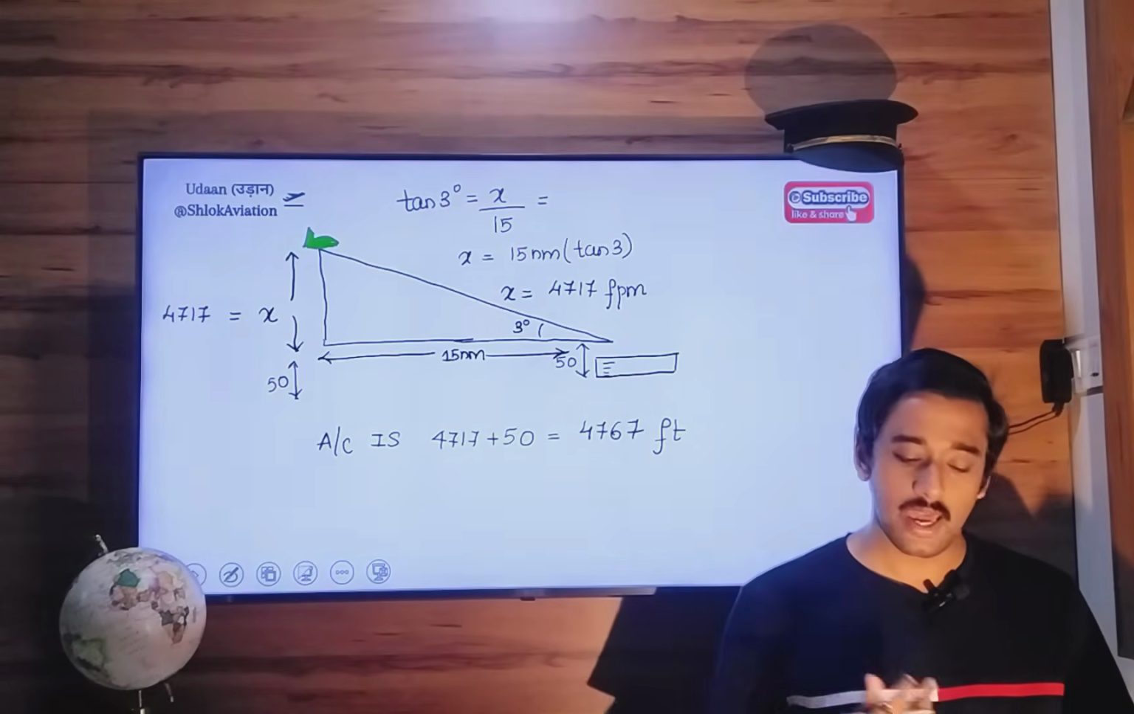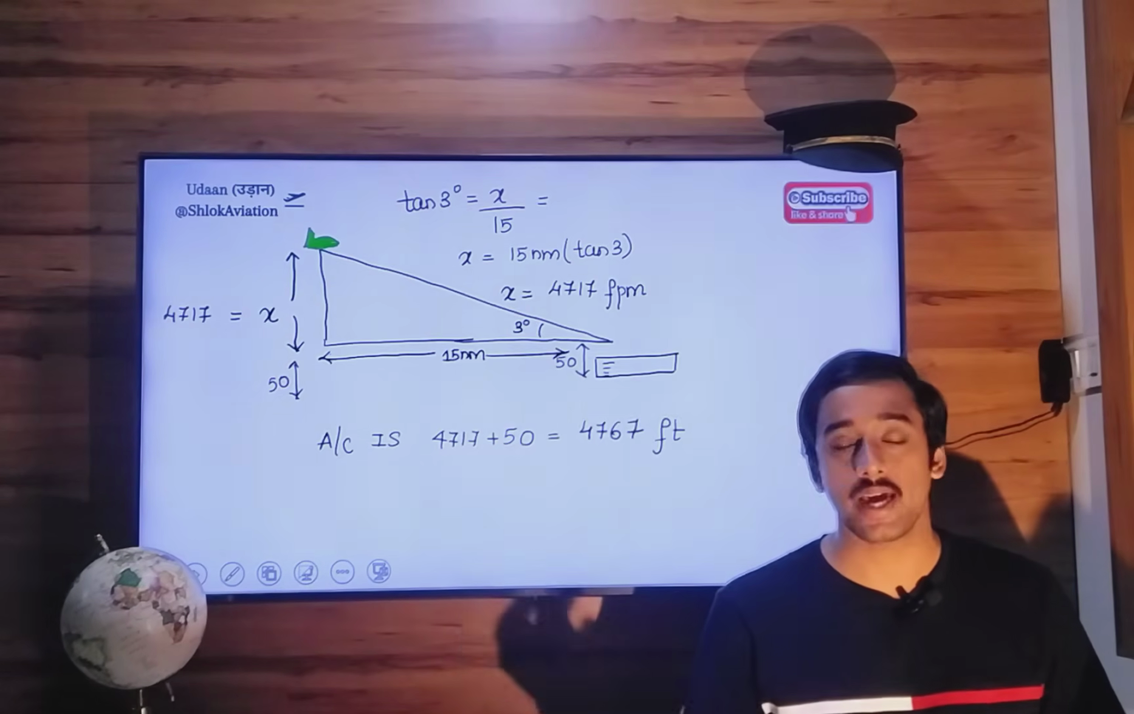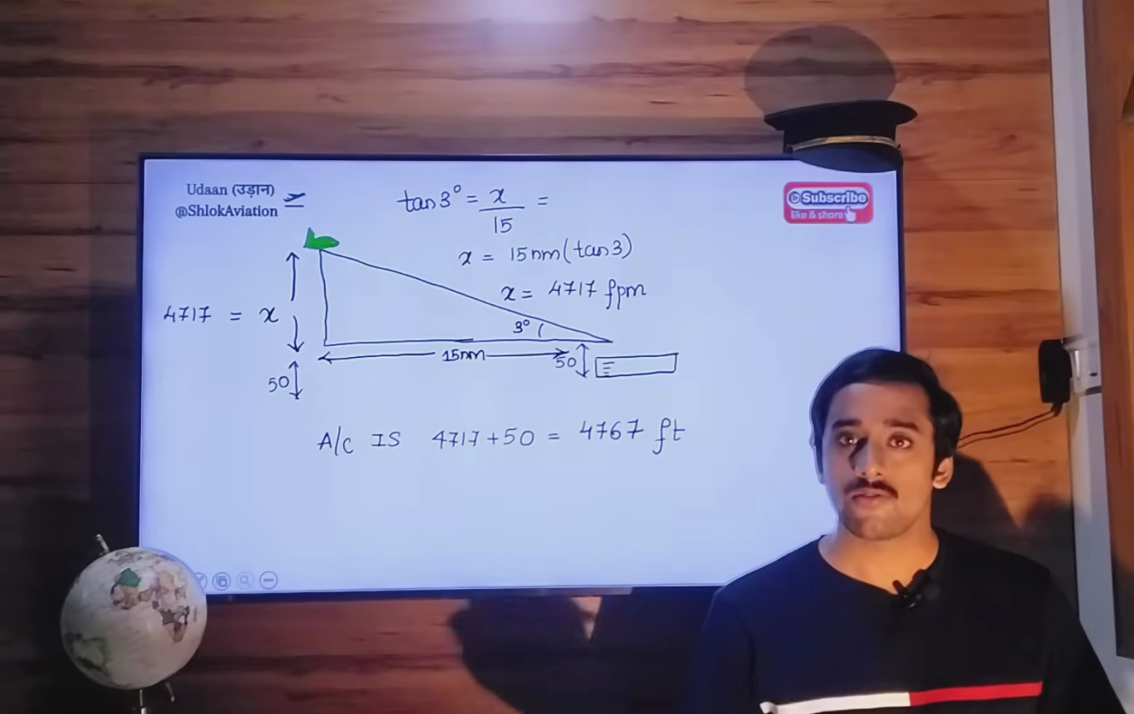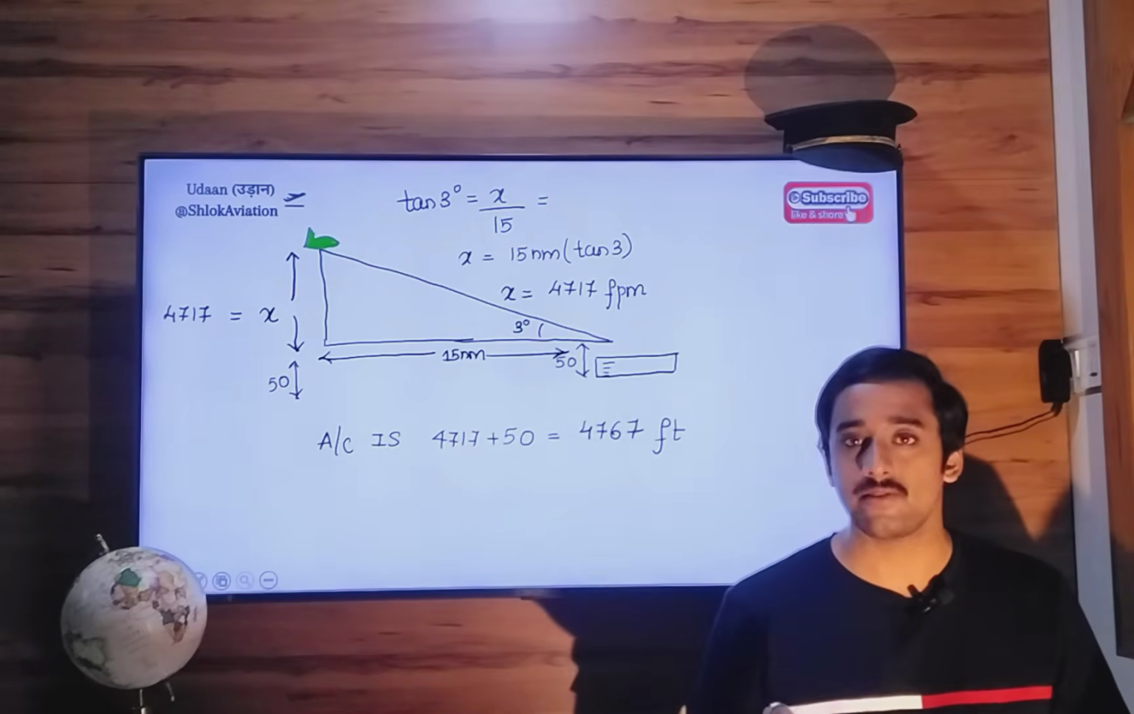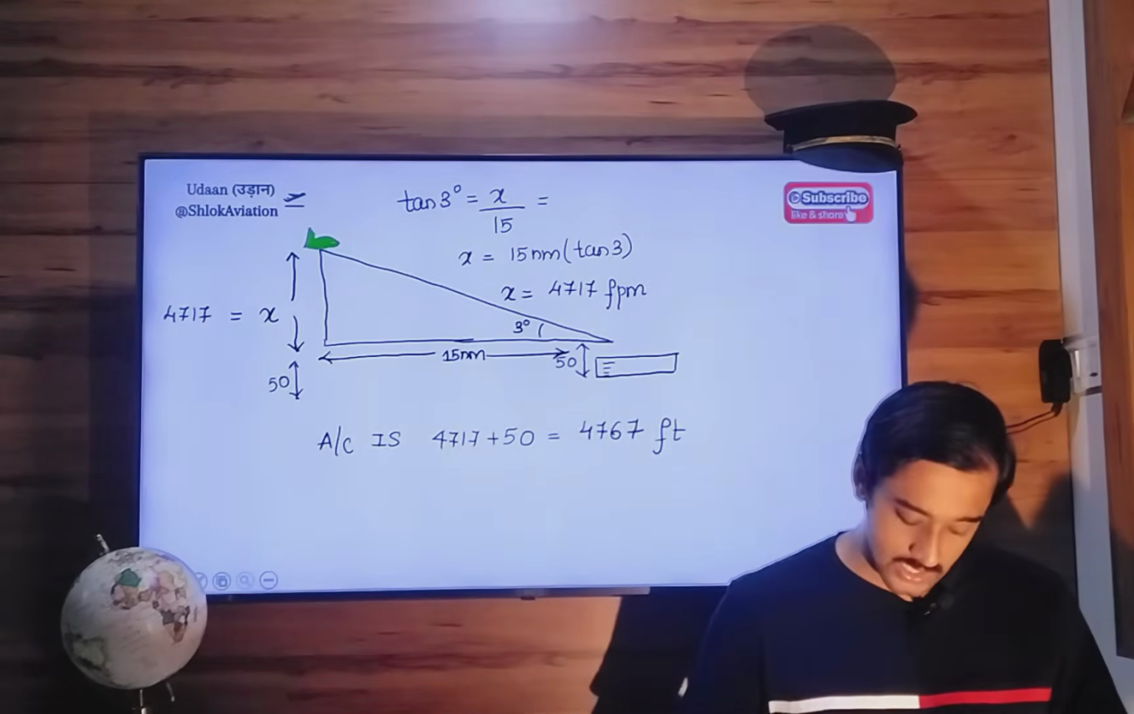Now, they must have used the track error formula, the 1 in 60 rule. If you use that formula, you will get some different value. So the approximate answer is this.